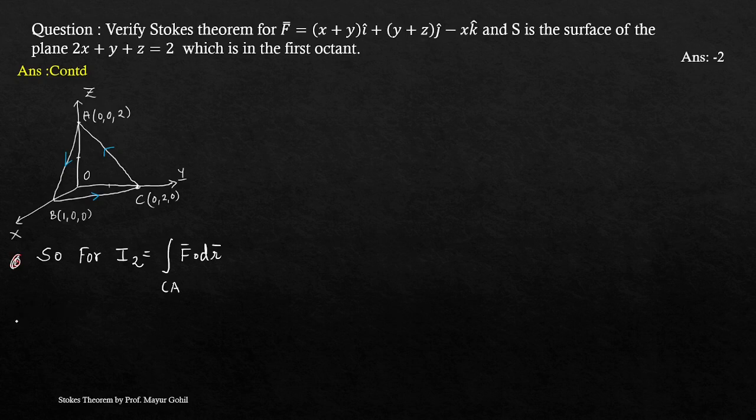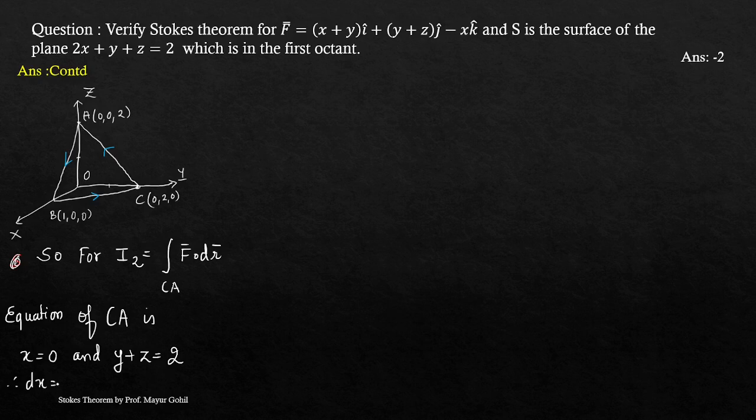So first we write the equation of CA. Equation of CA is x equal to 0 and y plus z is equal to 2. So this means dx is equal to 0 and we will have dy plus dz is equal to 0, which implies dy is minus dz. So let us see how to handle it.